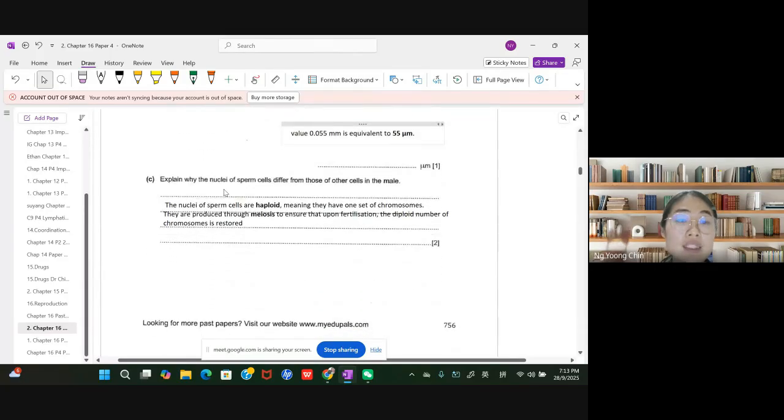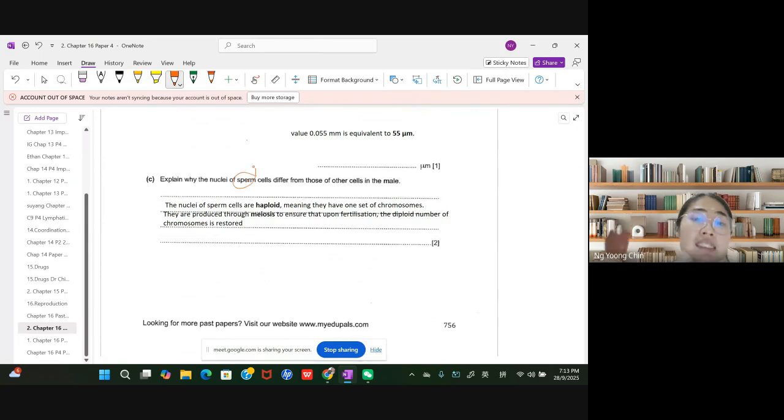Okay, this one. Explain why the nucleus of the sperm cell is different from those other cells in the milk. So we can see, in the sperm cell, the nucleus is different to other kinds of cell found inside the milk. It's because the sperm cell is the only cell which is classified as haploid. Haploid means they only have a single set, or one set, of chromosomes.